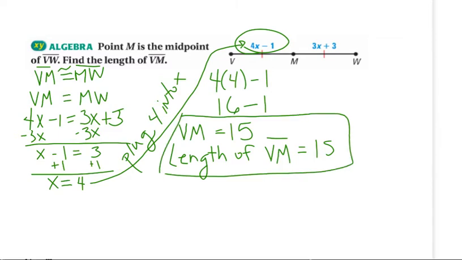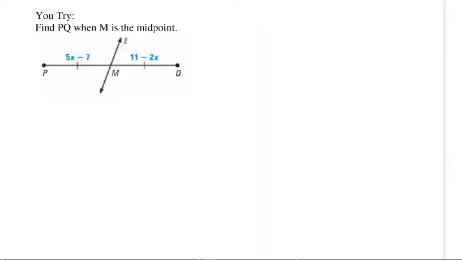This next question is for you to try. If you notice, you want to find the distance from P to Q, so the whole segment, when M is the midpoint. So you have to think of what M tells you about the midpoint, about the two different sections. You can set up an equation, solve for x, but then we need to find the length from P to Q. So you have to substitute that x value back into actually both of these segments. So push pause, and when you're ready to check your answer, you can push play again.